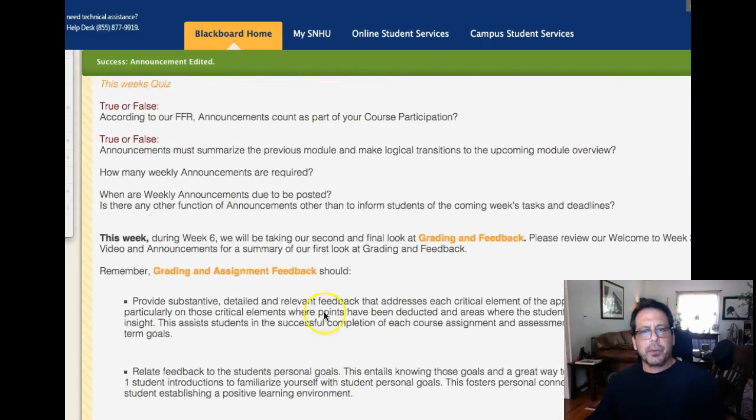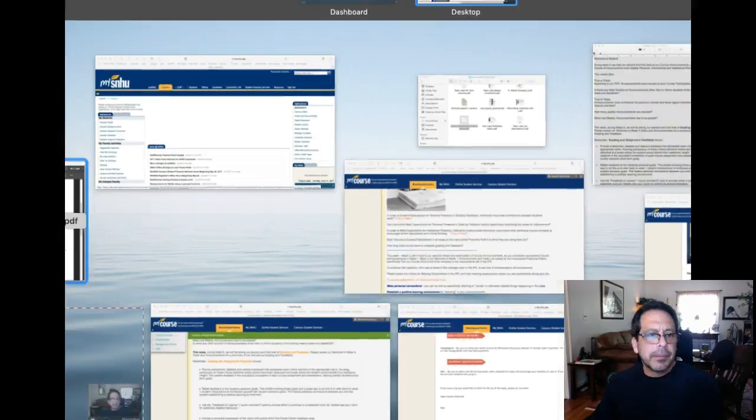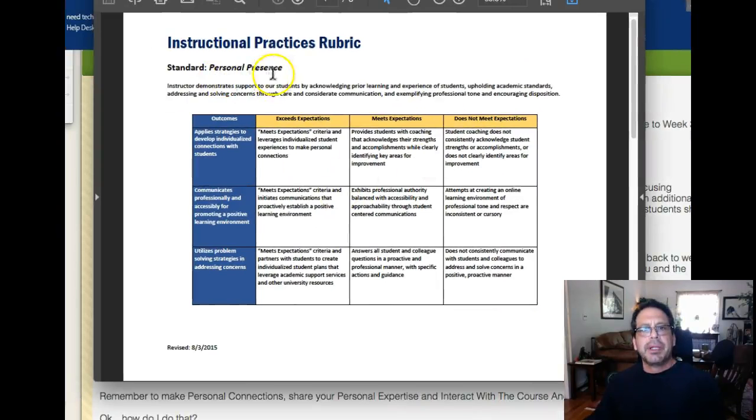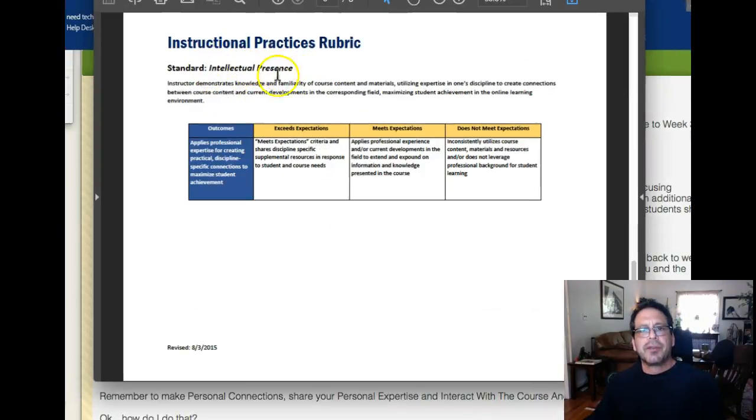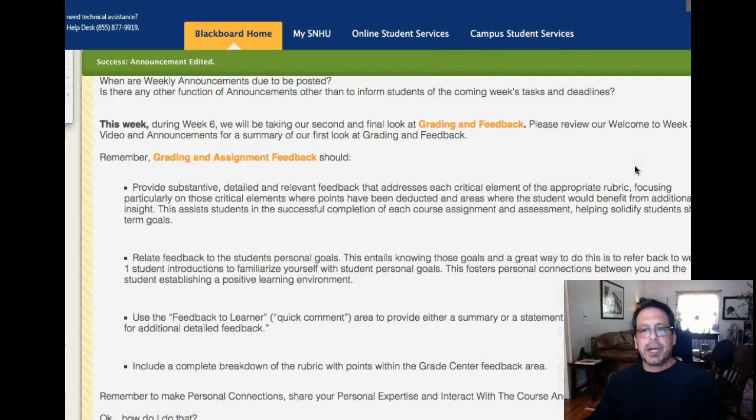Those of you who are saying, wow, this just keeps pointing back to our IPR, our instructional practices rubric, being personal presence, instructional presence, and intellectual presence, you are exactly correct, because it all points directly to that instructional practices rubric.